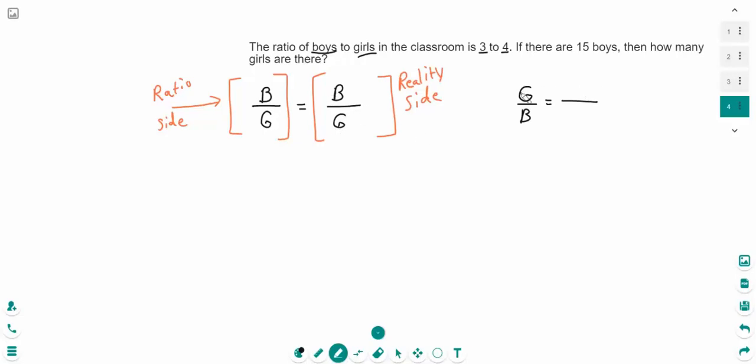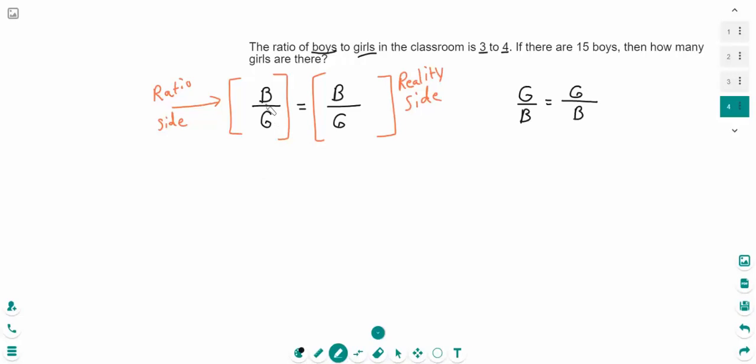And over here, we wouldn't have to do it both ways, but just to show you that both ways still work, over here, again, we have our ratio side, and then over here, our reality side. We're just going to make sure that we put girls on top and boys on bottom again, all right? Just matching both sides. Okay, so once we have that clear, we can now fill in some numbers.